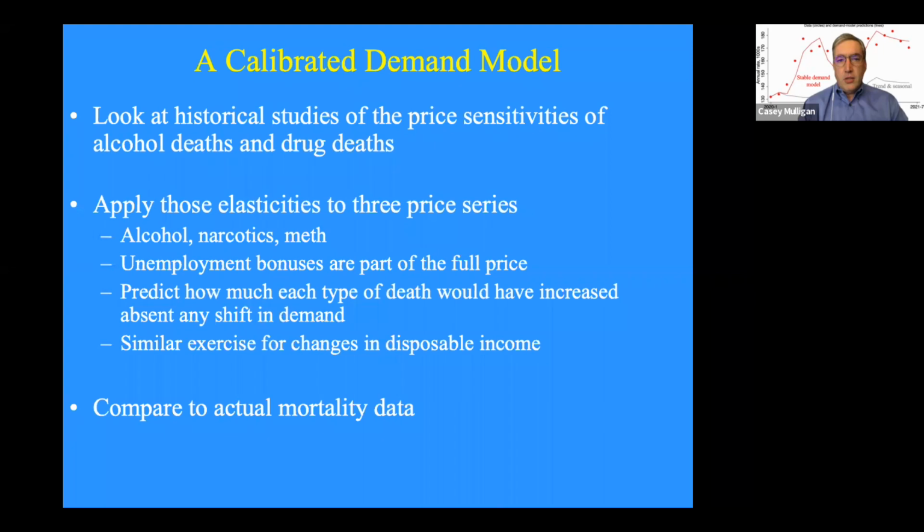I need to tell you a little bit about the theoretical distinction between narcotics and meth, but I want to wrap up this slide by noting that the point here is to get quantitative predictions as to the contribution of income and a few price effects, and then compare them to what actually happened.